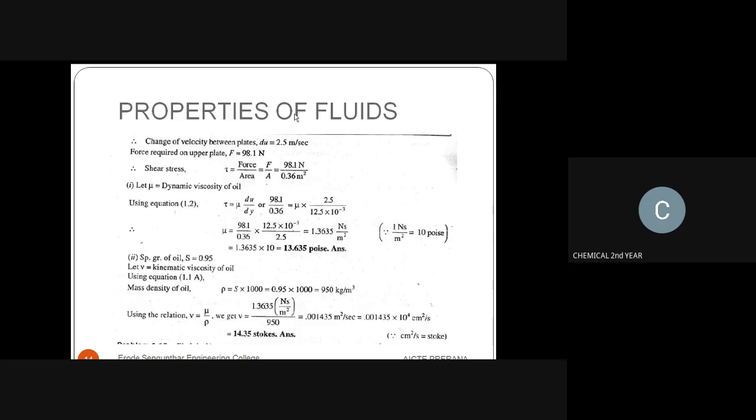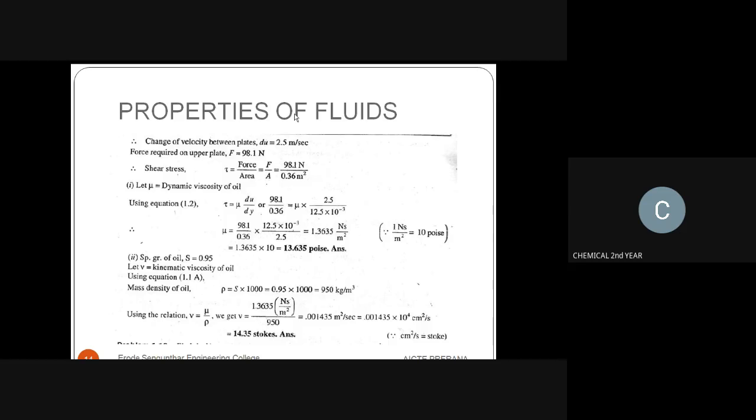So you know 1 Newton second per meter square is equal to 10 Poise. So you convert that Newton second per meter square into Poise. So 1.3635 into 10, you will be getting 13.635 Poise. So that is the required value for the dynamic viscosity, determined value.